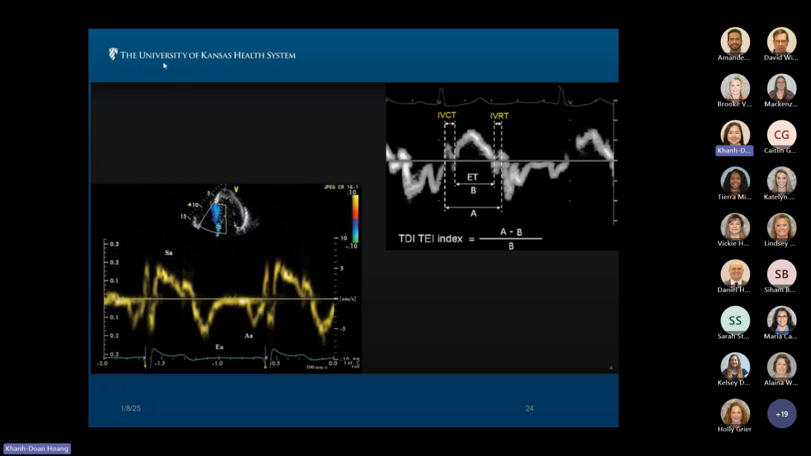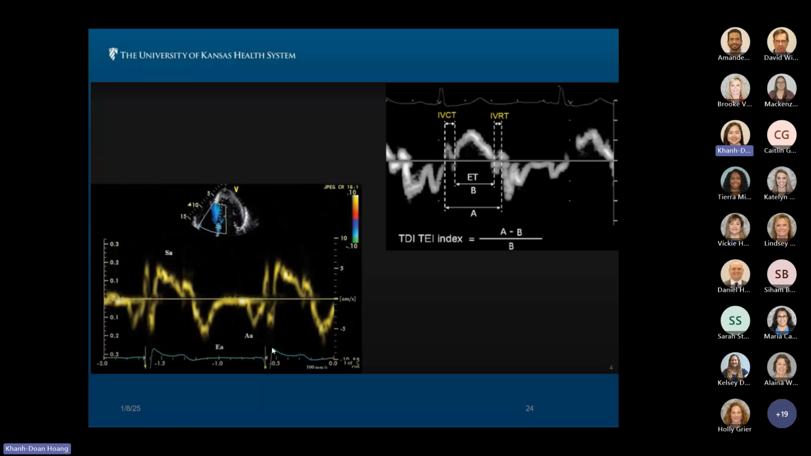And then for the second method, the Tei index is calculated using tissue Doppler velocity, and this can be done at either the medial or lateral LV annulus. And just looking at the waveforms here, the isovolumic contraction is your first up and down wave, right after the A wave here, which corresponds to your QRS on your ECG. Then you have a systolic velocity, and then right after that, you have an up and down wave where you have your isovolumic relaxation. And then that's followed by your E and A wave during diastole.